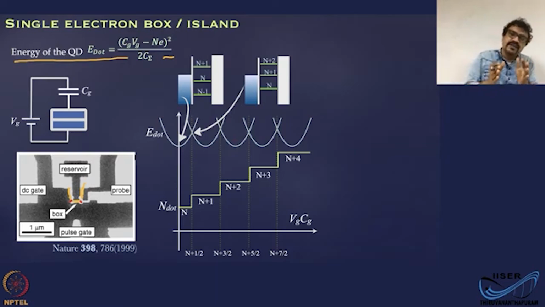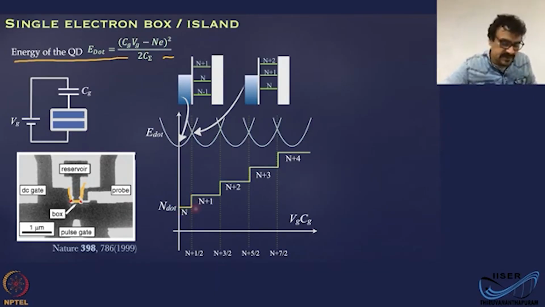So the action of varying this gate voltage is lowering the levels in the dot, and at some point, the next charging level will be available, and the electron can fill that level. Then again the island will go back to a lower energy state. So you are filling this island or box by electrons in a discrete manner when you vary the gate. So the number of electrons on this island or dot is represented by this curve as a function of the gate voltage.